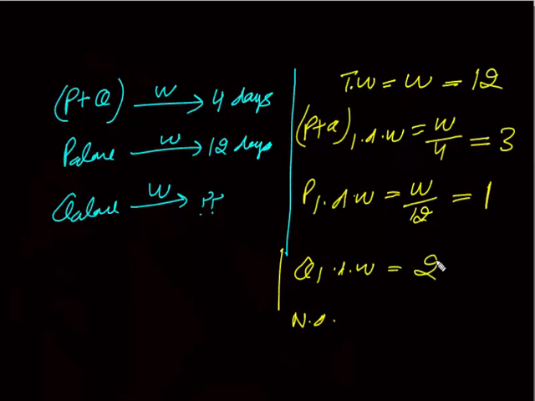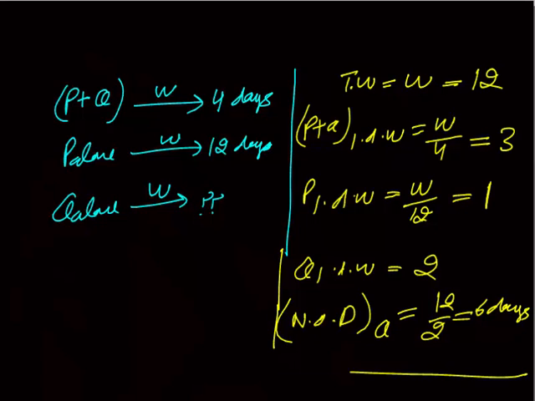So number of days for Q would be how much? Q is doing 2 units of work per day, so it will take 12 by 2, 6 days to complete the work. So in this way, assuming the total work as per our convenience, depending on the question, is really helpful for us to solve the question in less time.